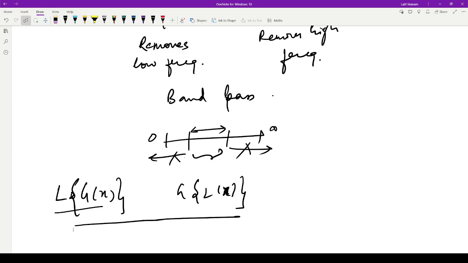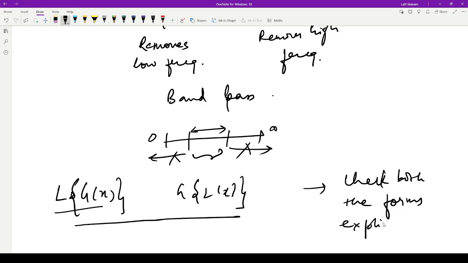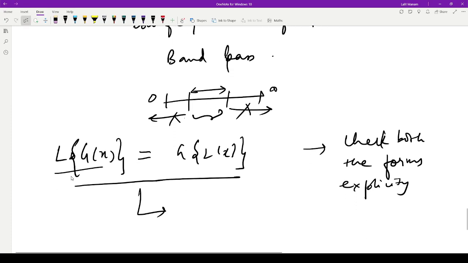How does it look? Okay, I'll give you a short answer, but I would recommend you check both forms explicitly. The answer is both are the same. Why? Because they are linear operators.